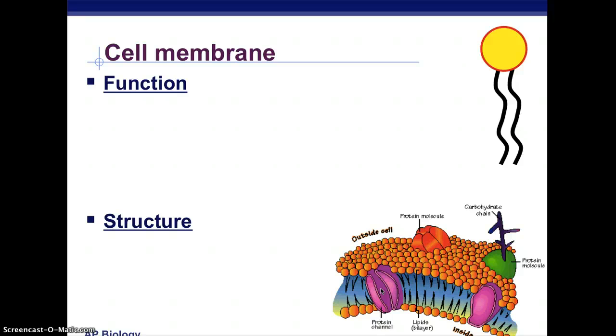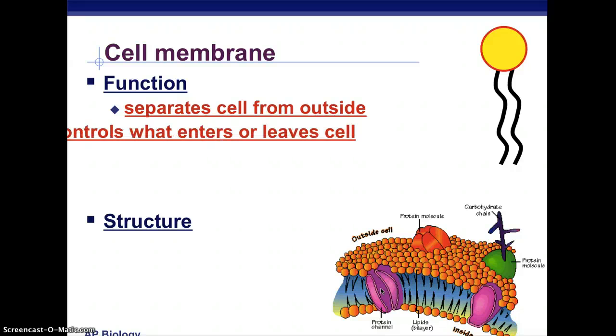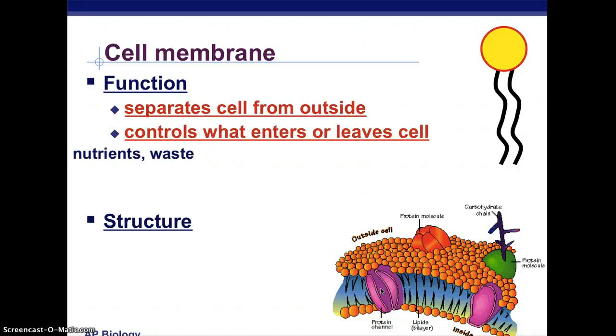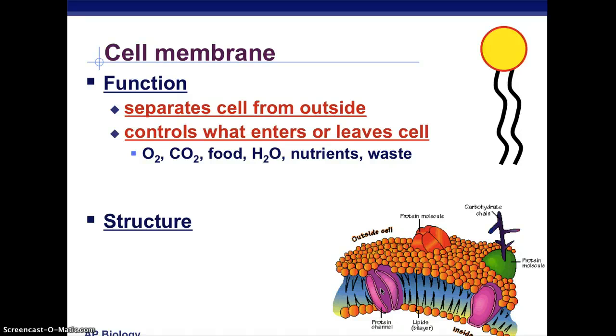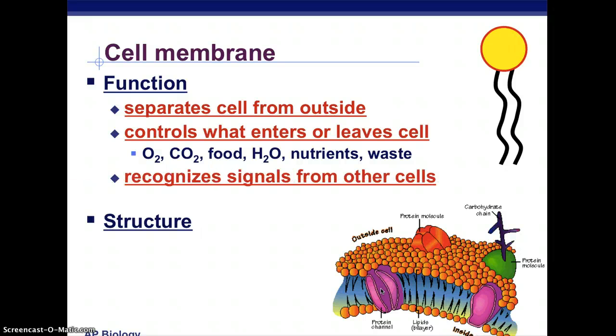So starting with the cell membrane, the function of the cell membrane is to separate the outside from the inside. So this is the barrier around the cell, controls what enters and leaves the cell. Some of the things that have to go back and forth across this membrane are things like oxygen, carbon dioxide, food, water, nutrients, waste. Another function is for cell communication. So the membrane actually receives signals from other cells that will tell the cell what to do.